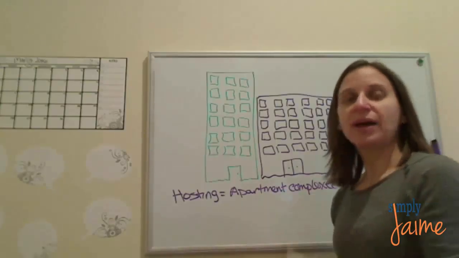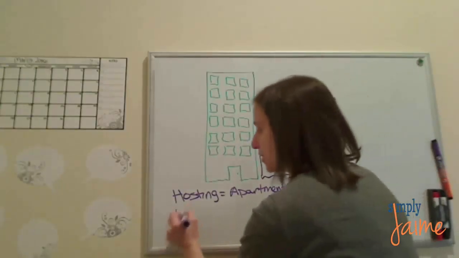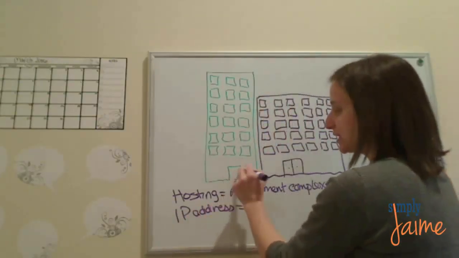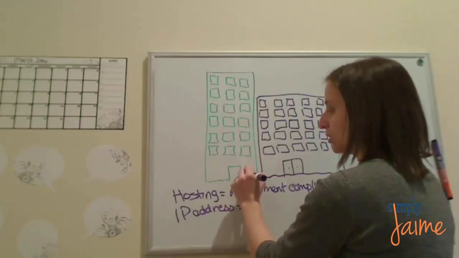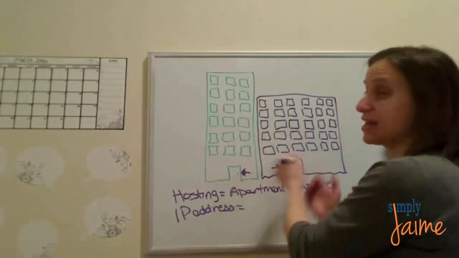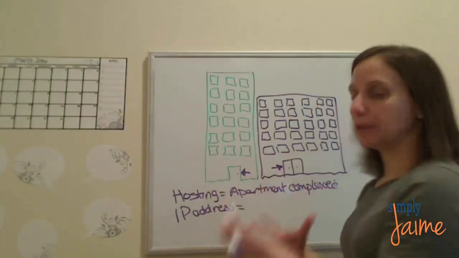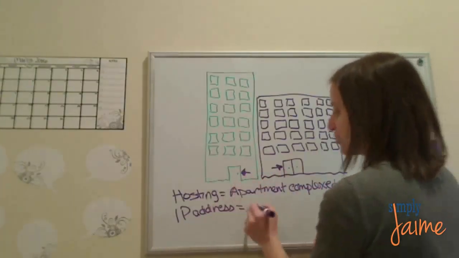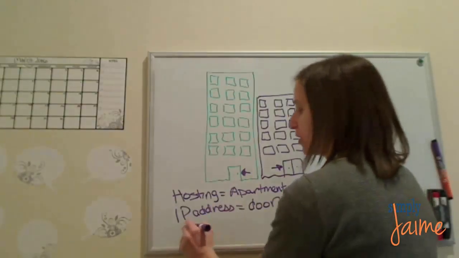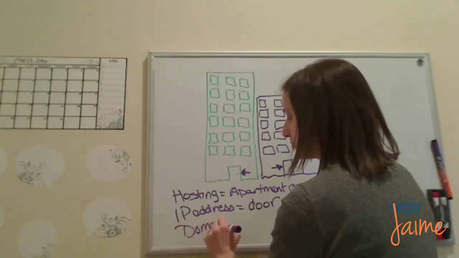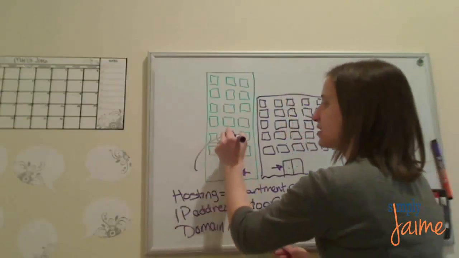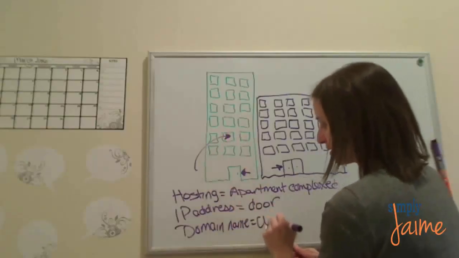And then you have an IP address. Your IP address is going to be basically the name of this door. It may be that the hosting provider uses the same IP address for multiple buildings, but in the scheme of things, let's call the IP address the door. And then you have your domain name, and that is your unit, okay?